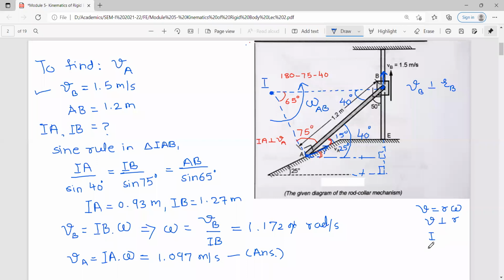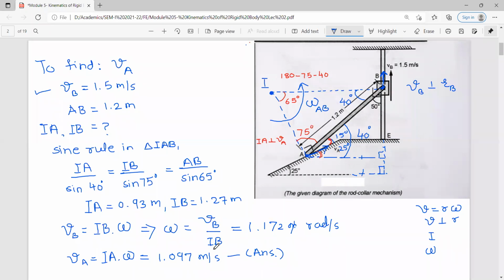Then the fact that the angular velocity of all the points on the same link will be the same. So these few concepts will make you able to solve the problems.